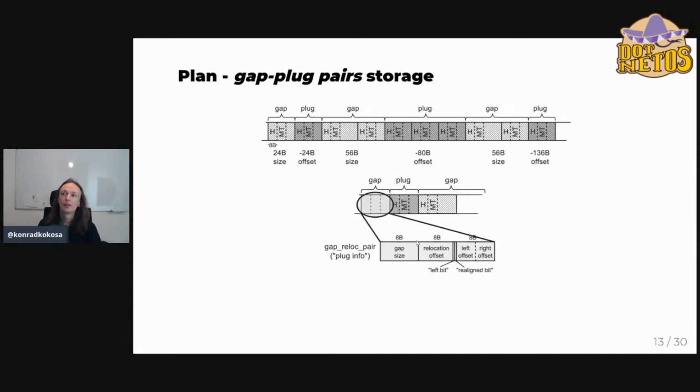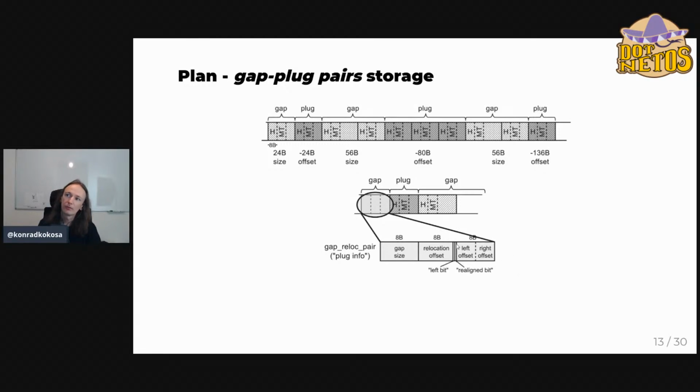And what do we store there? We store the gap size and, as I said, the reallocation offset. Both are word sized, pointer sized, because we expect the reallocation may point to anywhere in the address space. Also the gap size we do not limit, so they are pretty big. So we already have 16 bytes used for our plug info, because it is also called plug info. All gap reloc pair, this is the official name in the source code.